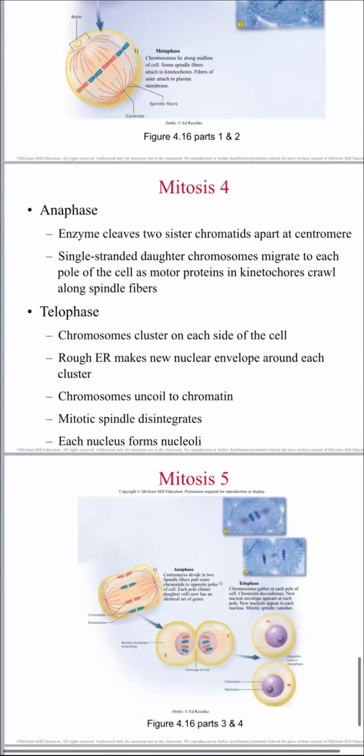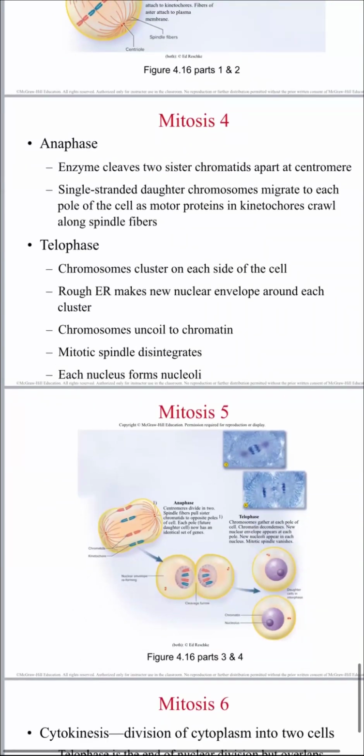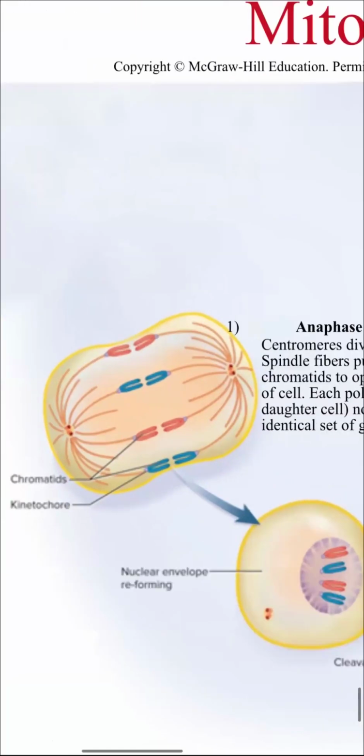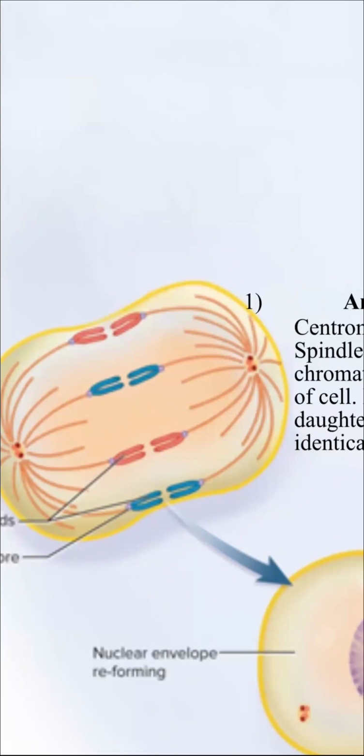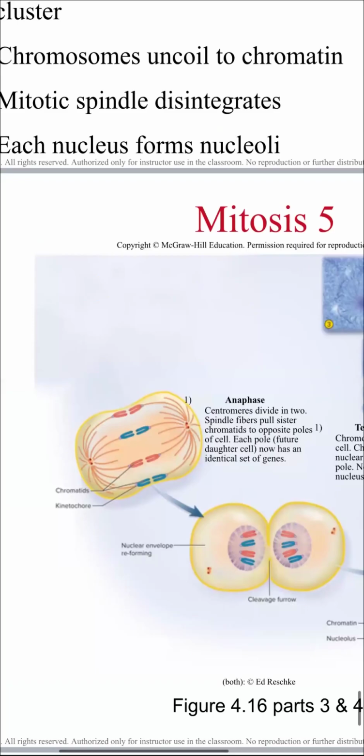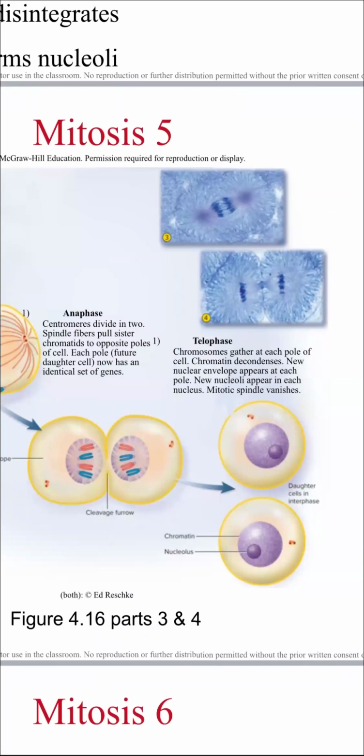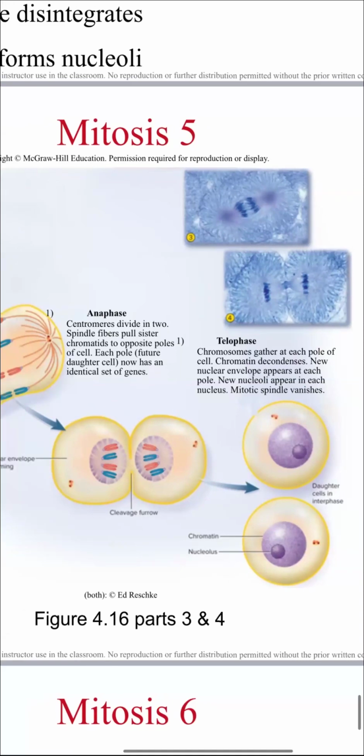In telophase, chromosomes cluster on each side of the cell. Rough ER makes a new nuclear envelope around each cluster. So here is the anaphase where we separate the chromosomes right here. They color code it so that we can tell that we have one chromosome one on one side, right? The other identical chromosome copy goes to the other side, right? Now, once we separate all the chromosomes, we hit telophase, where all the chromosomes have migrated to distinct areas that will become separate cells. At that point, the nuclear envelope redevelops, and now we can completely pinch off in cytokinesis.